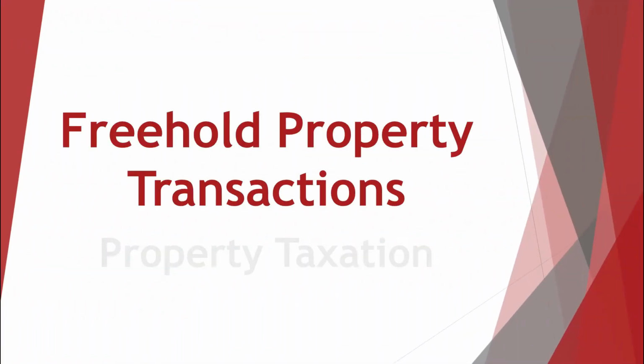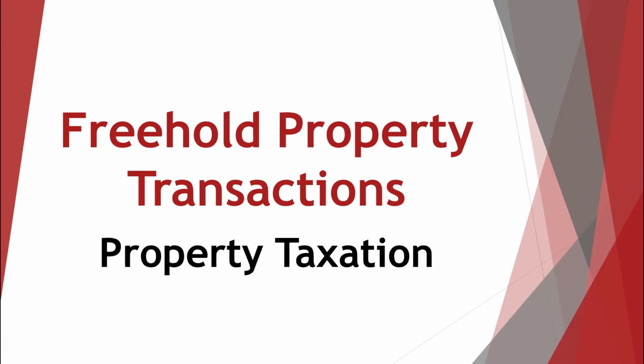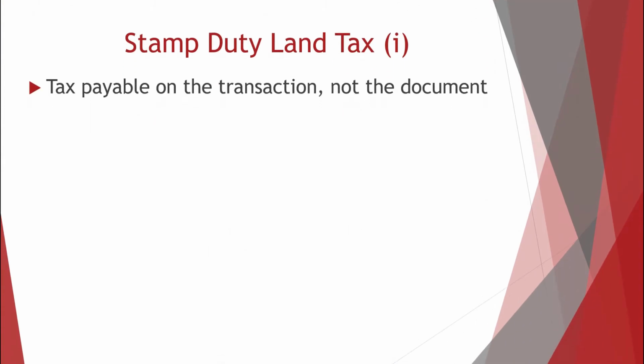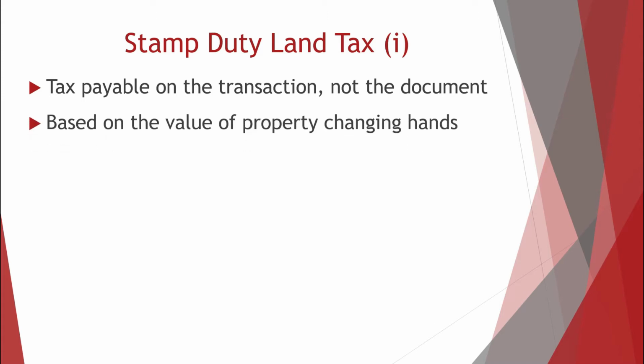Property taxation. There are three main forms of taxation which are likely to be relevant to a property transaction: stamp duty land tax, value added tax, and capital gains tax. Stamp duty land tax, or SDLT, is a form of taxation on property transactions. Essentially, the tax is calculated based on the value of property changing hands.